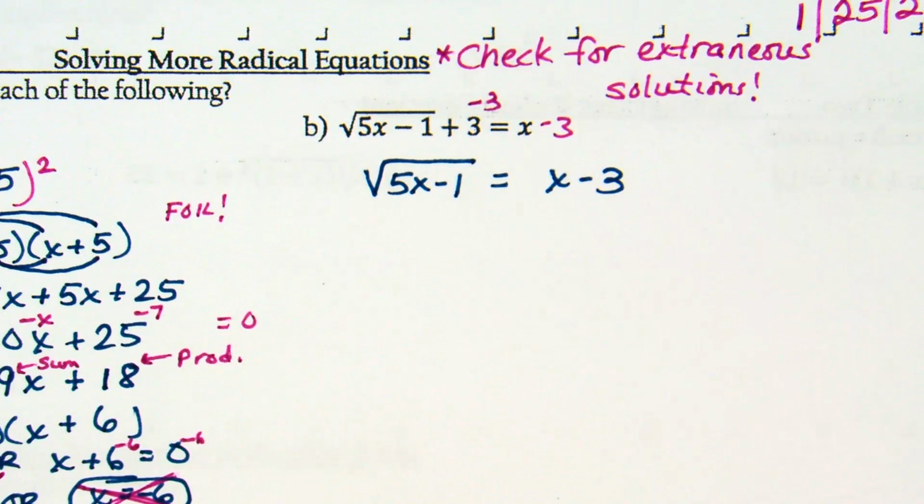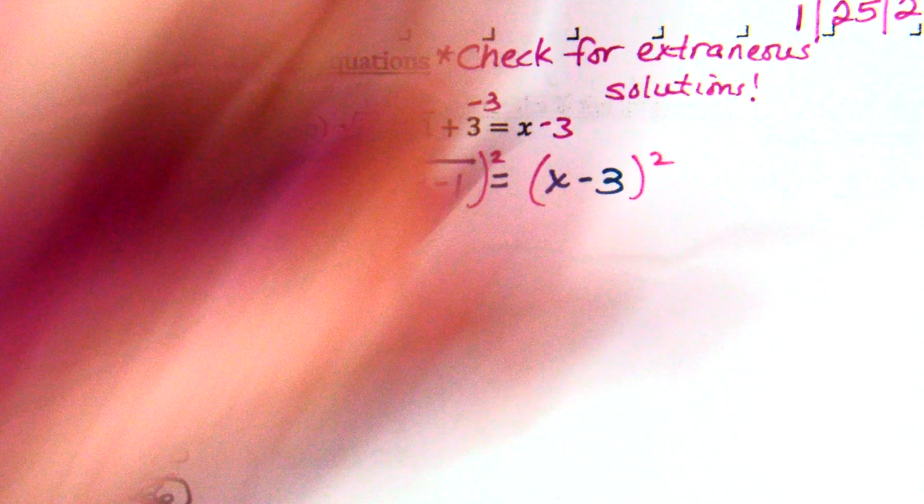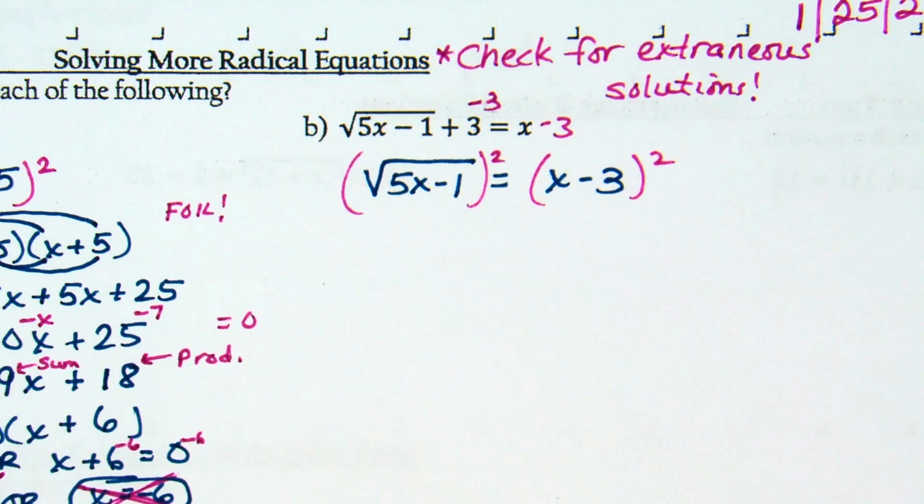Okay, guys. Are we there? We got the radical by itself. Now what? Okay. To get rid of that radical, we're going to square it. If we square the left, we square the right. Bless you. What happens when you square the square root? It goes away. So this becomes just 5x minus 1.